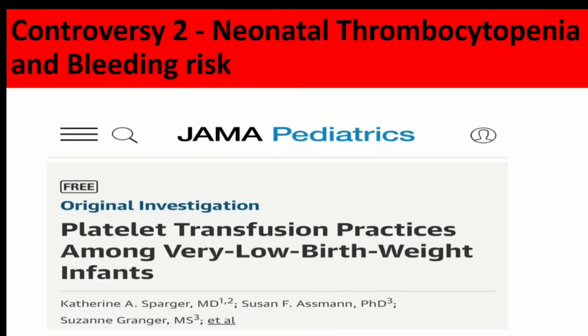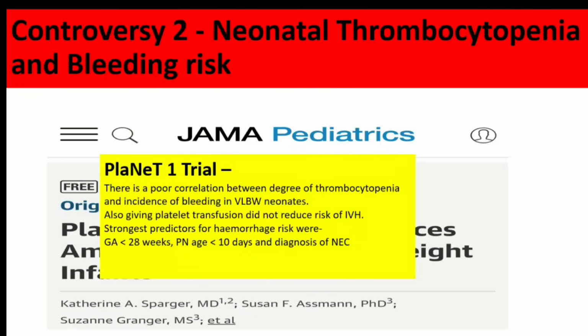So in the year 2013, this trial was published, and it is one of the landmark observational trials called the PlaNeT-1 trial. What they told us is that there is a poor correlation between the degree of thrombocytopenia and the incidence of bleeding, which means even if your platelet count is 5,000, it does not mean that the child will have significant bleeding. So the severity of thrombocytopenia and the risk of bleeding are not very well correlated. Okay, and this was from a newborn population of almost up to 1 lakh. In such a large population, what they concluded is that it is not necessary that if your platelet count is low, your risk of bleeding will increase, and there is not a very good correlation.